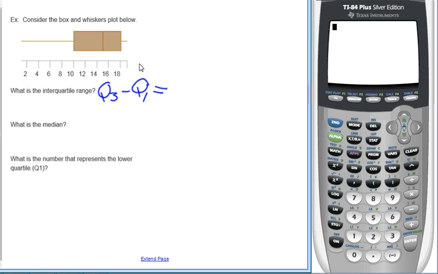So my Q3 is here at 18. My Q1 is here at 10. So my interquartile range is 18 minus 10, or 8. The median is always the middle. It looks like right here, the middle line is 15. And the number that represents the lower quartile, Q1, that's right here. So that's 10.